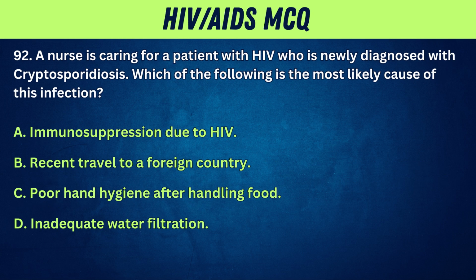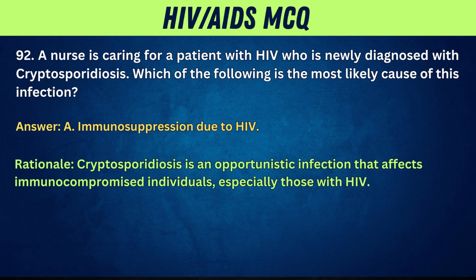92. A nurse is caring for a patient with HIV who is newly diagnosed with cryptosporidiosis. Which of the following is the most likely cause of this infection? A. Immunosuppression due to HIV. B. Recent travel to a foreign country. C. Poor hand hygiene after handling food. D. Inadequate water filtration. Answer: A. Immunosuppression due to HIV. Rationale: Cryptosporidiosis is an opportunistic infection that affects immunocompromised individuals, especially those with HIV.